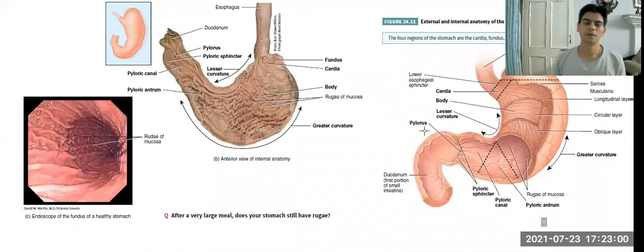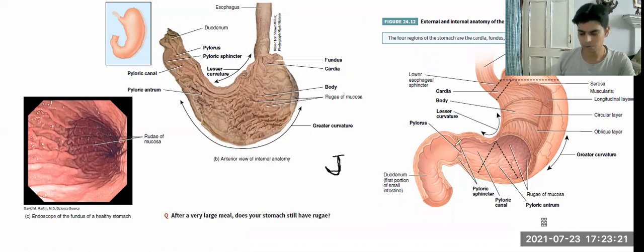In this video lecture, we will look into another organ of the GI tract, the stomach. You can see in these diagrams that the stomach is a J-shaped organ, just as this is how a J looks. It's somewhat a J-shaped organ.